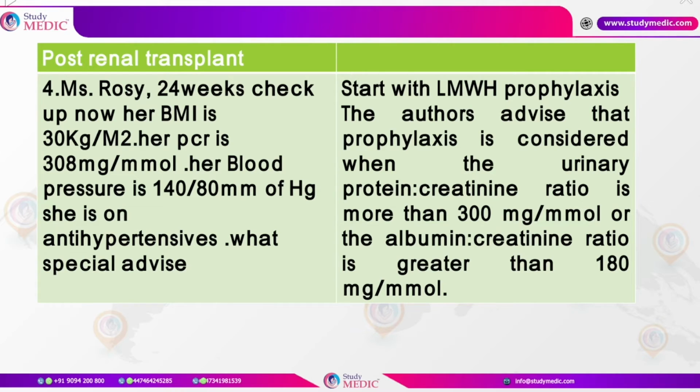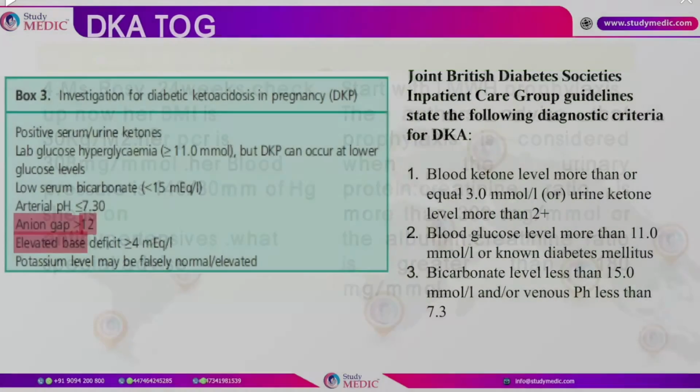We need to start this patient on low molecular weight heparin as prophylaxis, and here it has been advised that whenever the urine protein to creatinine ratio is more than 300 milligram per millimole, or the albumin creatinine ratio is greater than 180 milligram per millimole, in that context it is more likely that there is formation of thrombus or blood clotting will be affected, and that's the reason this patient requires thromboprophylaxis.